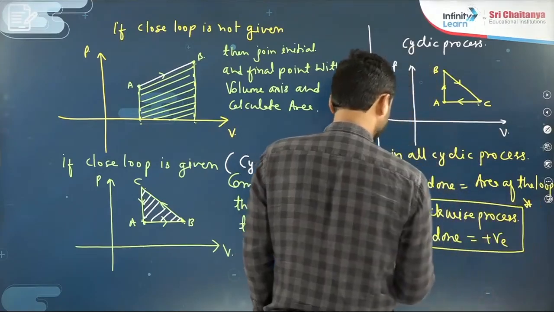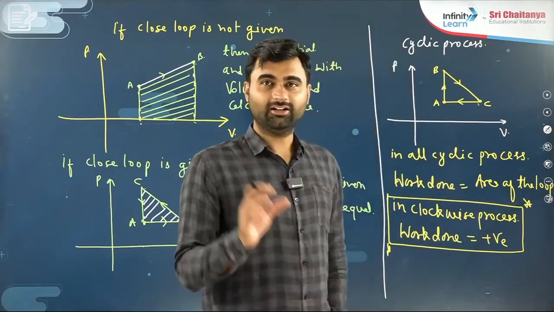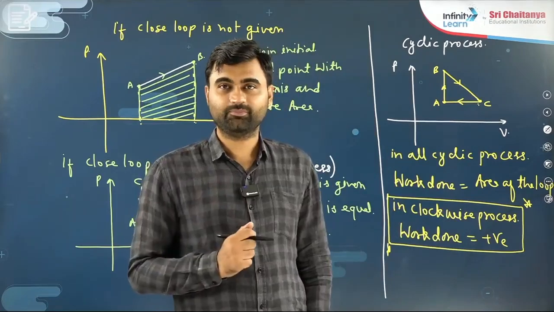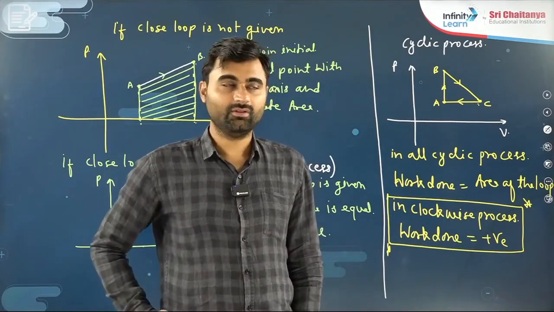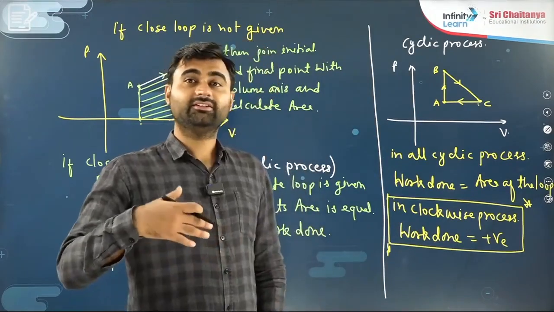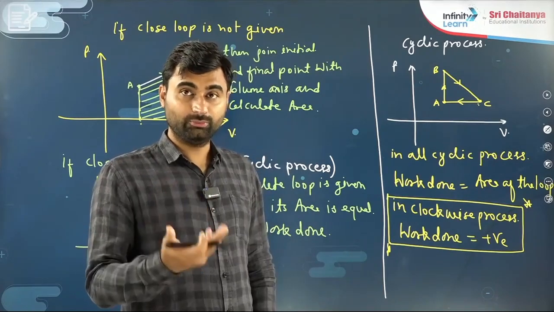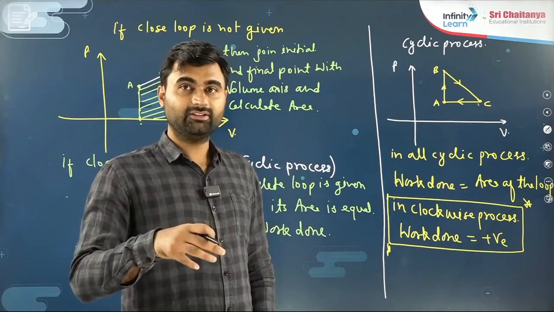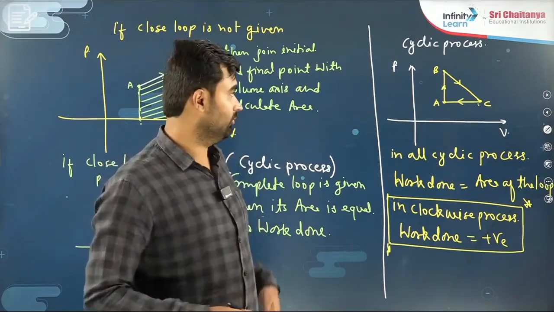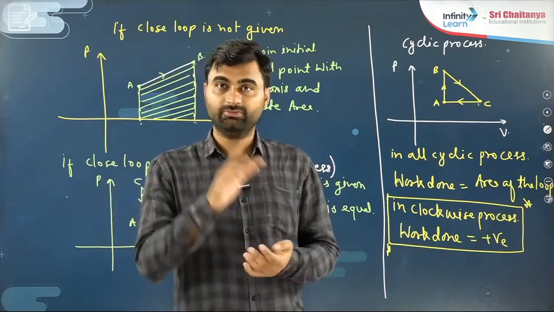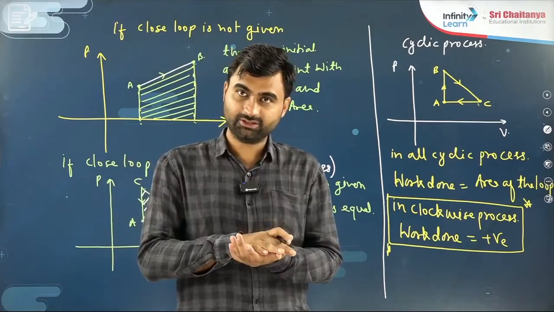Because here volume increases. Ultimately in the process, volume increases. Okay. Volume increases, then work done is more, positive value is more. Volume decreases, then negative work done is there. You know, the work done formula is PdV, right? dV is change in volume. If volume decreases, then work done is negative.